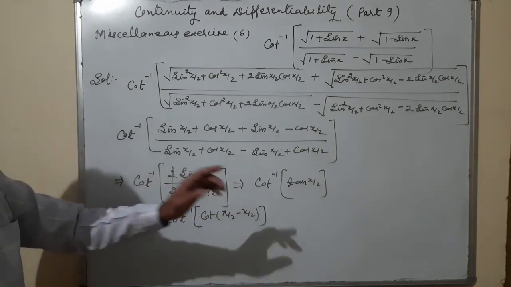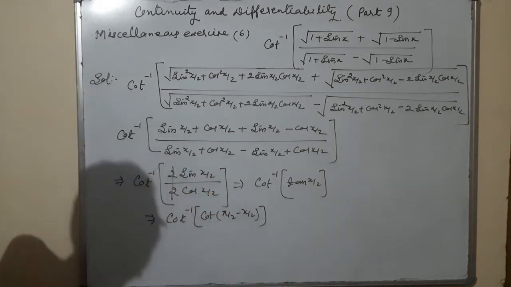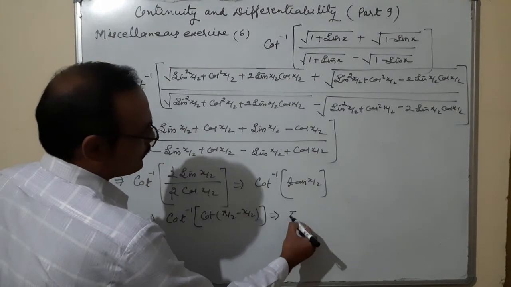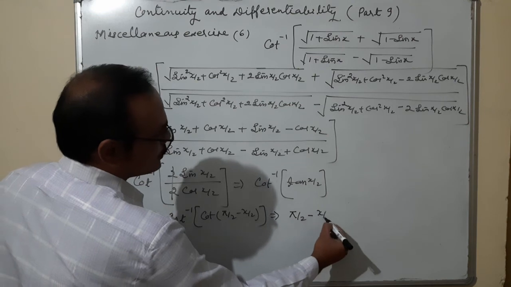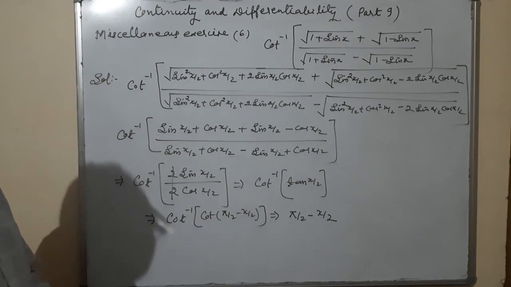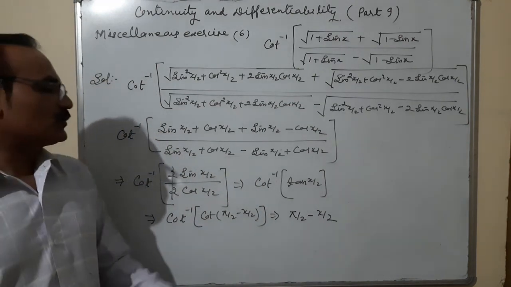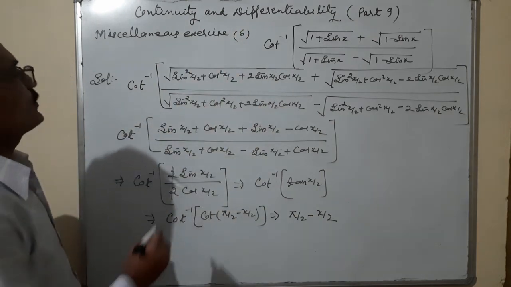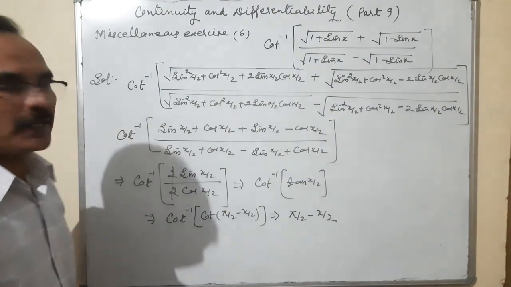Because tan(90 minus theta) is equal to cot theta, cot(90 minus theta) is equal to tan theta. Cot inverse and cot cancel, so it is pi by 2 minus x by 2. Okay? Pi by 2 minus x by 2, this term is coming. Question is differentiate with respect to x.